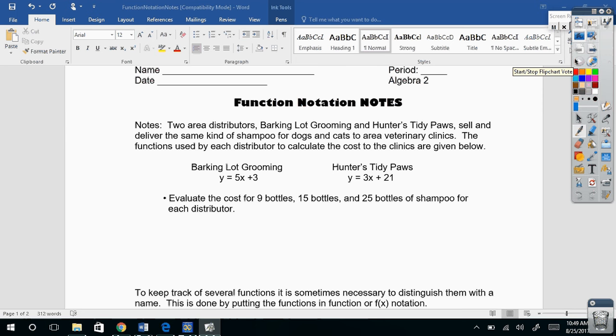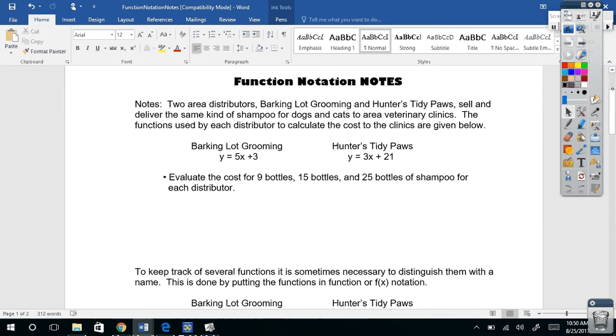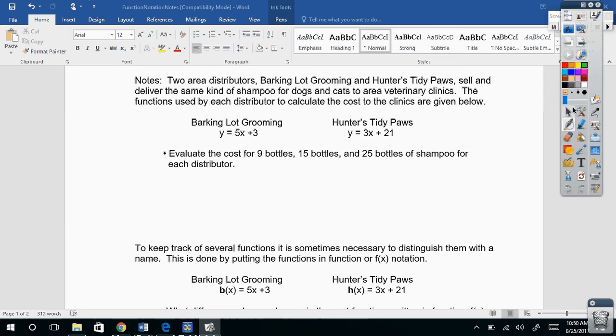Looks like this. All right, let's talk about it for just a second because we're going to apply this. This is going to be what your homework is going to look like. I've got a scenario here because we're setting up getting into some word problems and application type things with linear equations. But before we do, we're going to talk about function notation. You can read the little paragraph there.